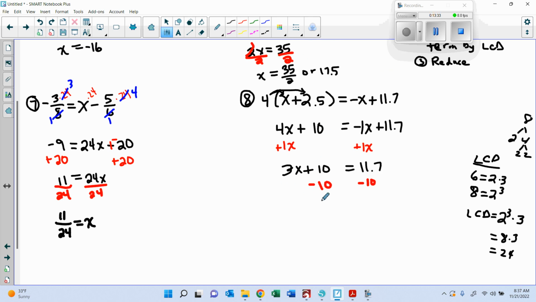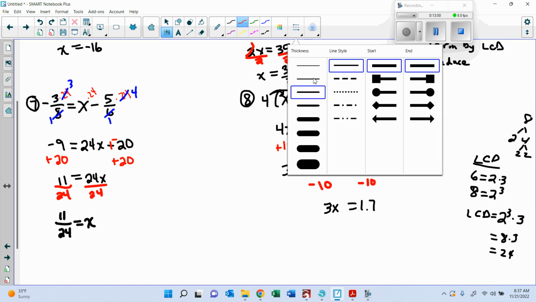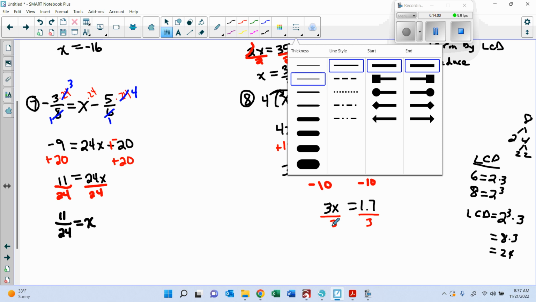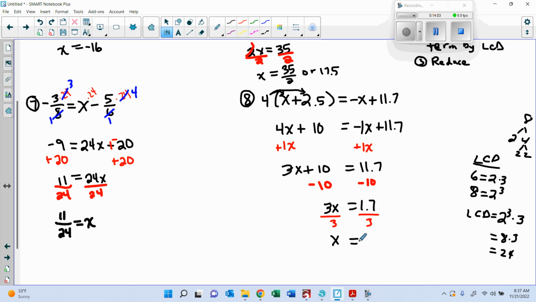And so on the left, we'll have 3x only, because 10 plus negative 10 will go away and be a 0. 11.7 minus 10 is just going to be 1.7. And then the last thing we're going to do is we're going to divide by 3 so that we have just the x. And so we have x on the left, and on the right we need to do 1.7 divided by 3.